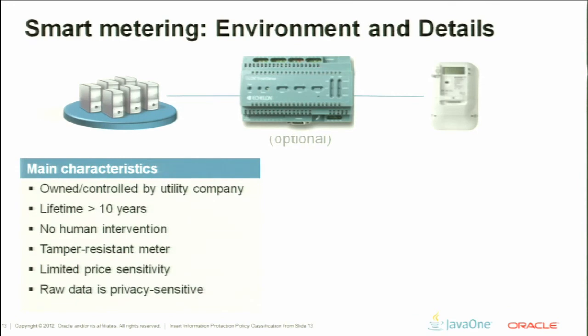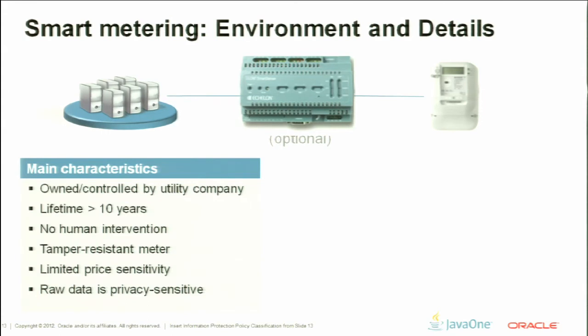So if you look into more details about the smart metering, if you have a meter, it's going to be owned by a utility company, or depending on the countries, there are different configurations, but it's usually owned by the company who's going to bill you for the electricity. The obvious thing is that this company usually is in charge of the maintenance, and one of their big characteristics is going to be that the lifetime needs to be greater than 10 years. They don't want to change the meters every time.